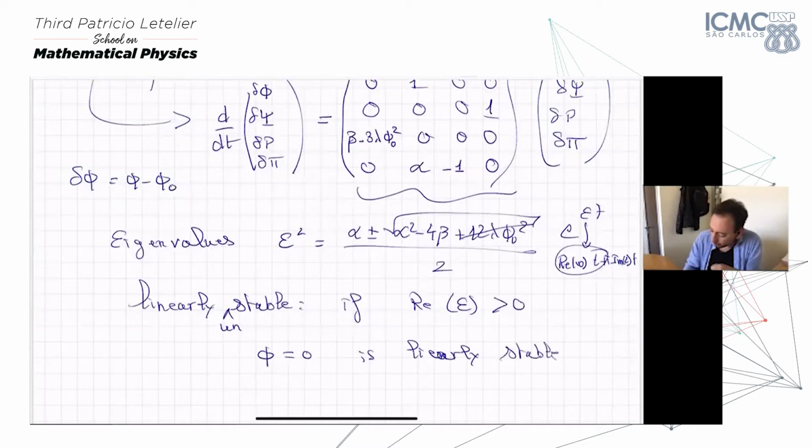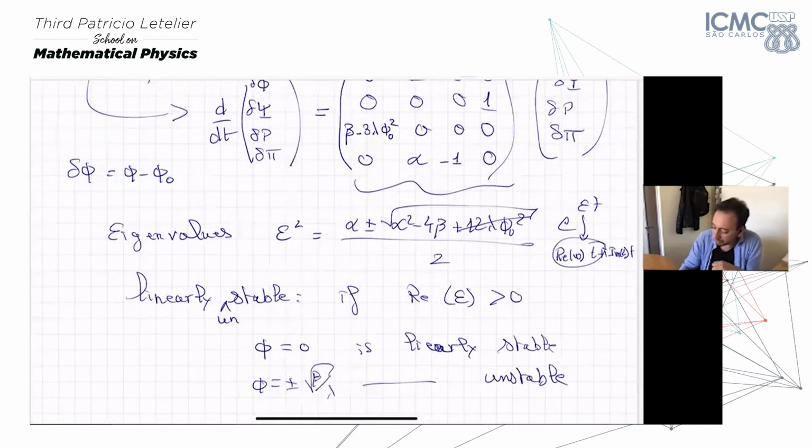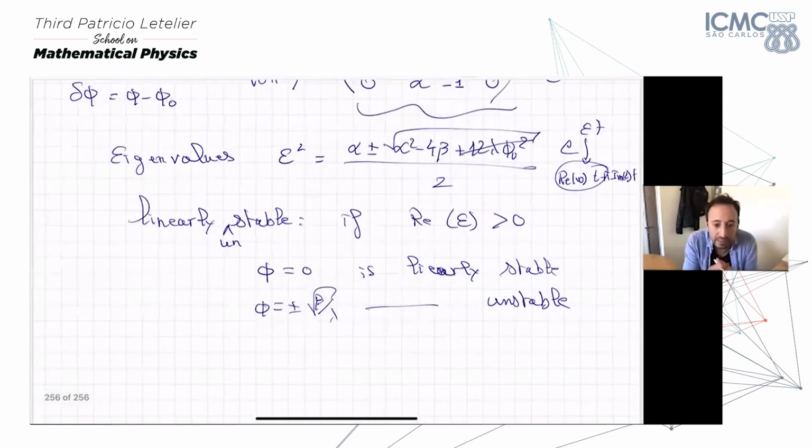And the other points, the plus or minus beta over lambda, are linearly unstable. Okay. That is just the linear stability. We don't know about the nonlinear stability. Fine. But at least there is one critical point which might be nonlinearly stable.